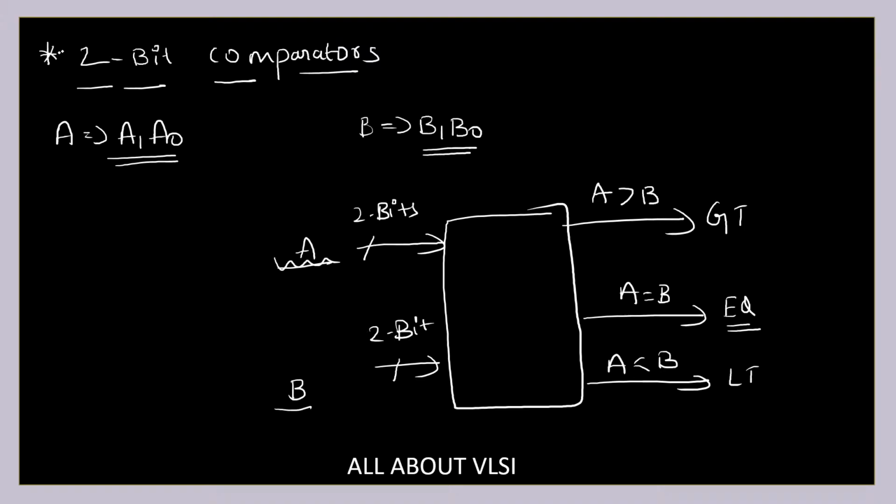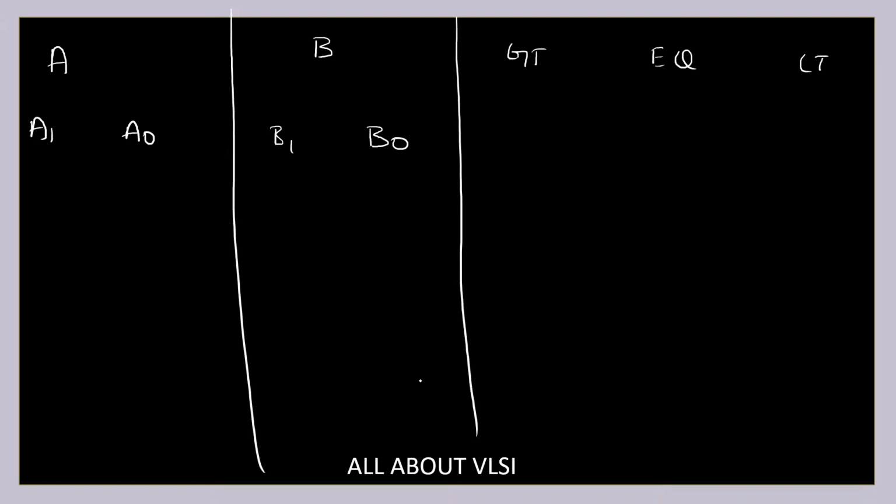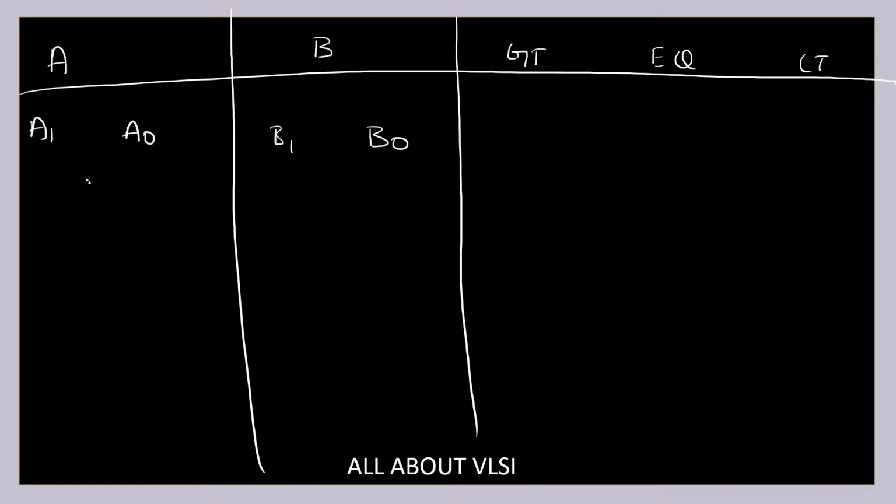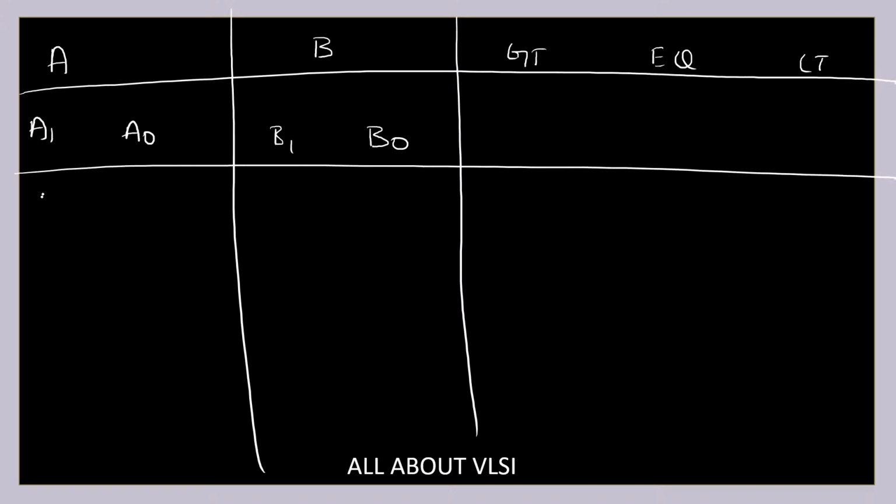Now, considering these, I'm going to have A, which is A1 and A0, and B, which is B1 and B0. And here I'm going to have greater than, equal to, and less than. So these are the signals. This is my truth table which I'm going to come up with, and I will have basically 16 combinations.